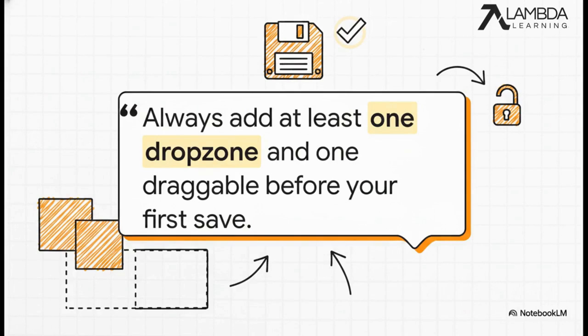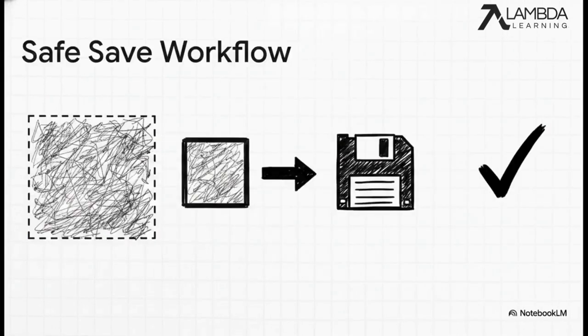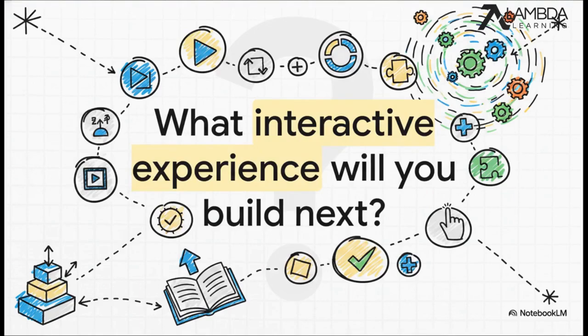Let's wrap with a quick best practice for smooth saving when you finish up. To avoid minor Moodle snags, just add 1 drop zone and Draggable before your very first save. You've officially mastered this tool. So, what interactive explainer are you going to build next?